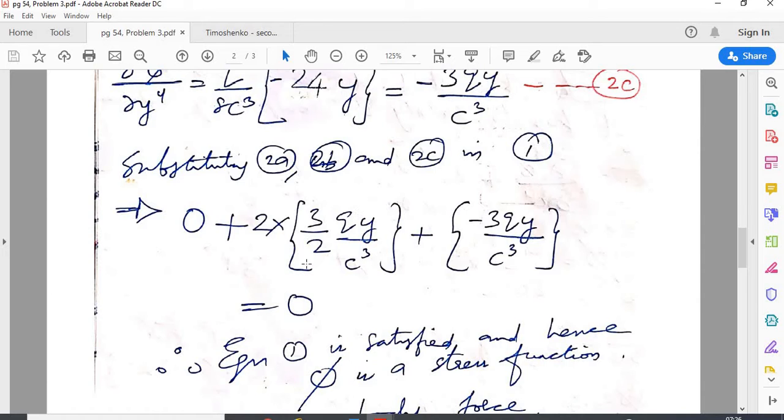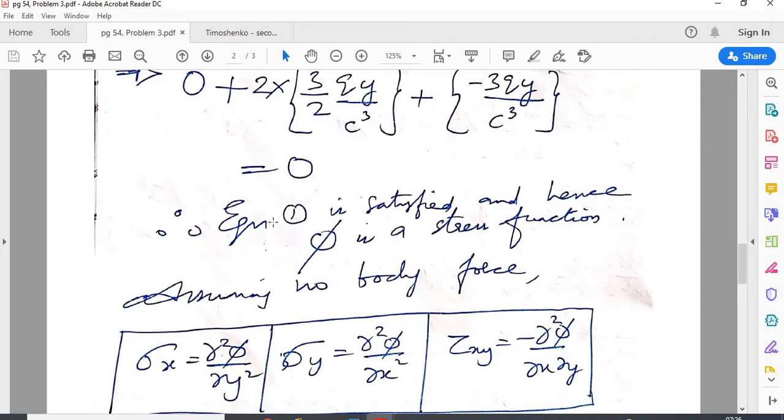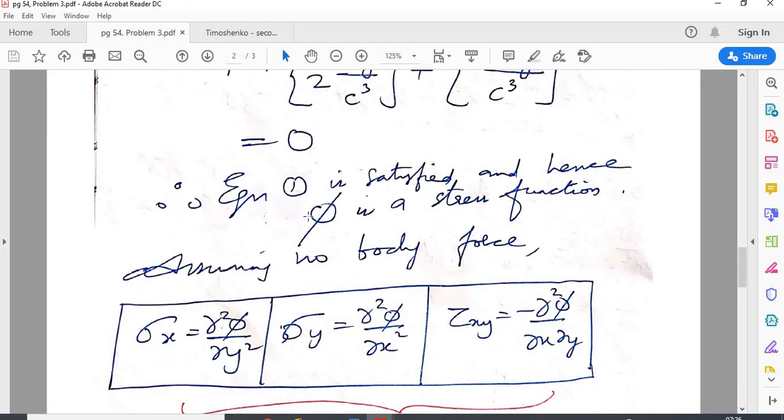These two terms will cancel out. They are the exact same quantities with opposite sign. So that equation is satisfied, which means it is a stress function. Okay, so the first part of the problem is over.